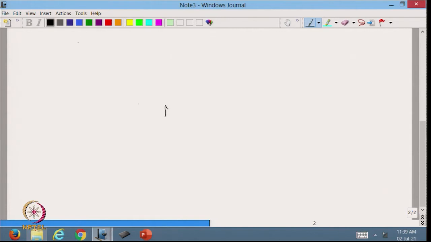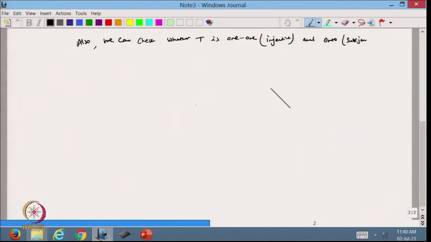Now also we can check whether T is one-to-one, that is injective, and onto, that is surjective. So this is also something we can check. We also know how to check for one-to-one. How do we check this one?